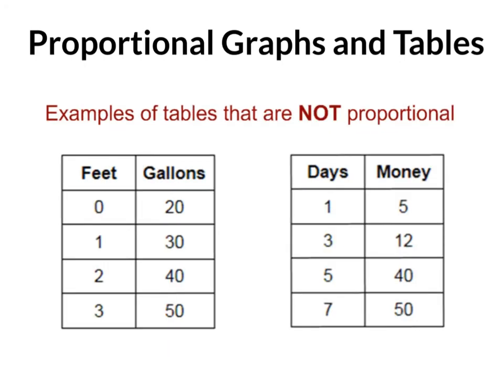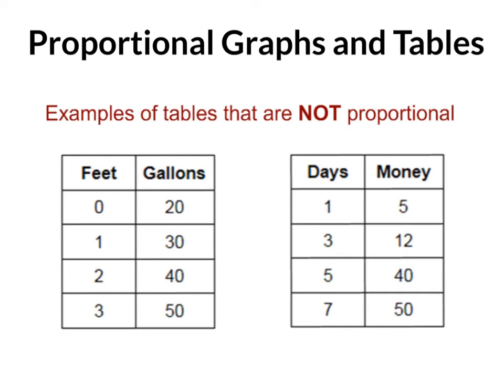And finally, we have two examples of tables that are not proportional. For this first table, we can immediately see that it doesn't go through the origin because it has a y-intercept of 20. So automatically, this table is not going to be proportional.